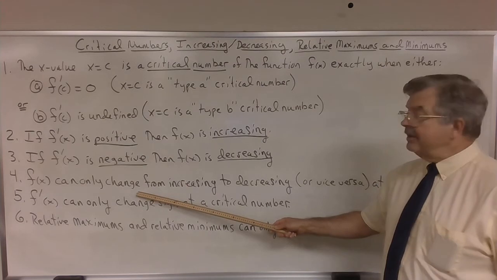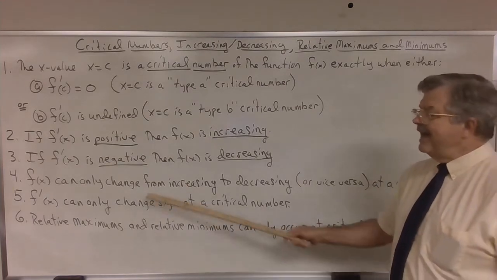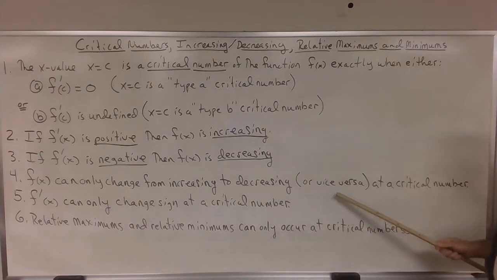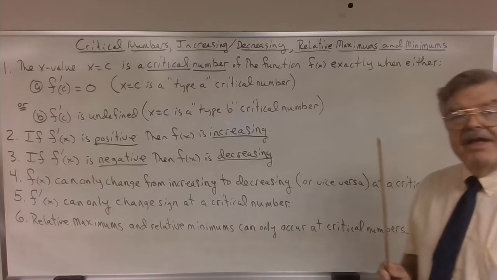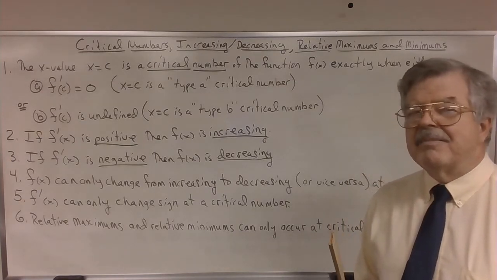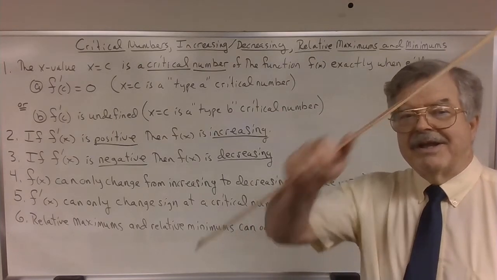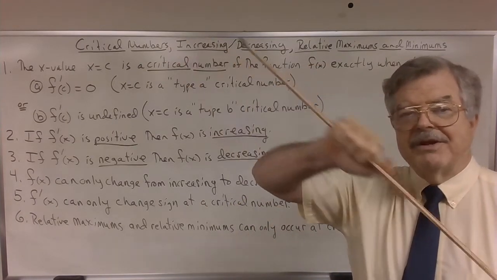f of x can only change from increasing to decreasing or vice versa at a critical number. If we don't have any critical numbers, the function can't change direction. It's either going to increase or it's going to decrease.